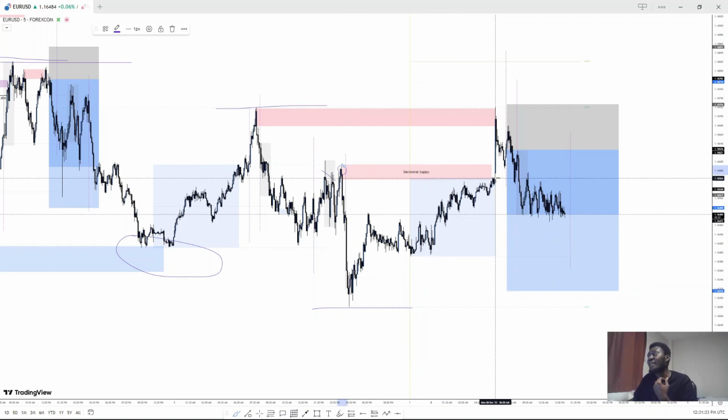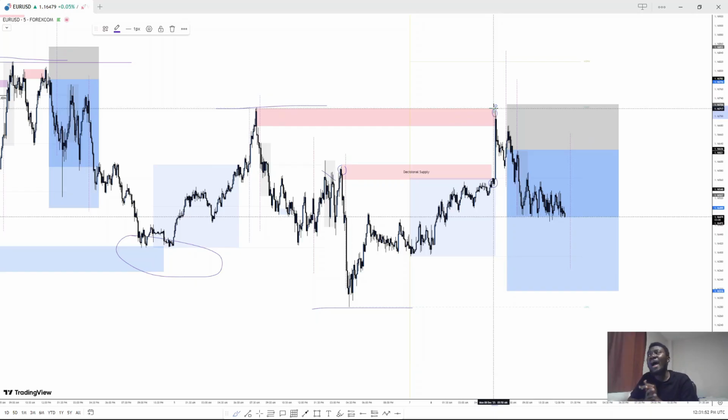Price arrived at the decisional zone in the Asian session. No problem. You were asleep, you woke up. Price has then arrived at our extreme. Then what do I need to do? Price has arrived at what? Our extreme. We are in a range. Price has arrived at the extreme. What do I have to do?